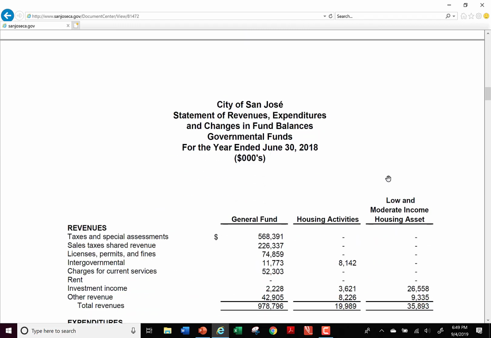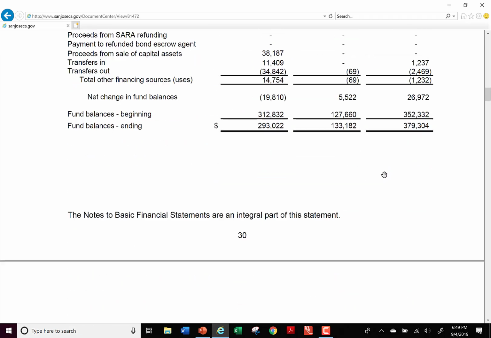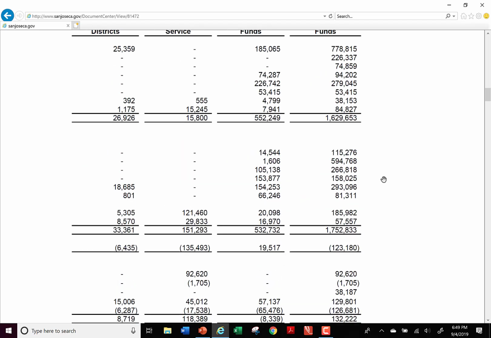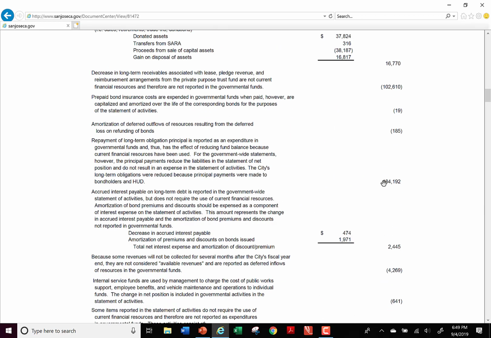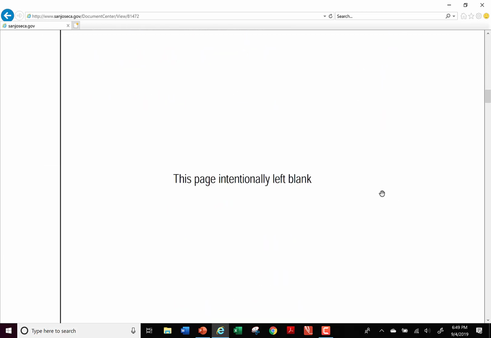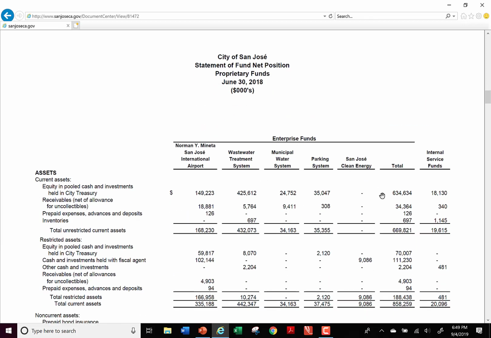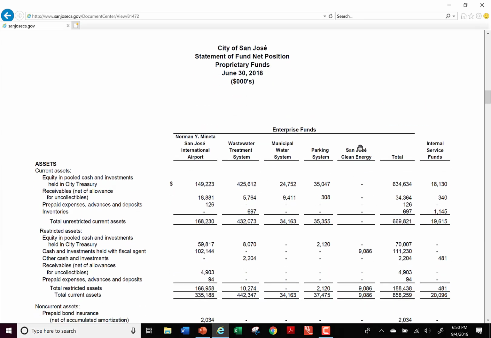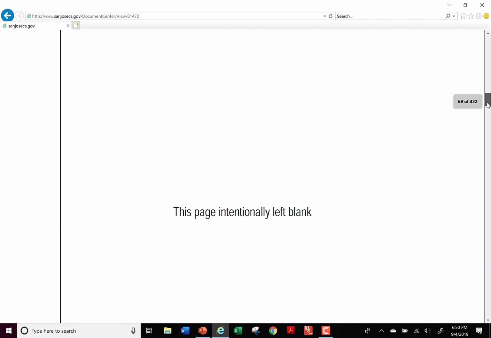Here we go. Governmental funds. This is the statement of revenues, expenditures, and changes in fund balance for the governmental funds. They also prepare a balance sheet. Those numbers are all in thousands, right? Or does the city of San Jose really make that little? No, it's in thousands. Okay, proprietary funds. Okay, fiduciary funds are coming next.